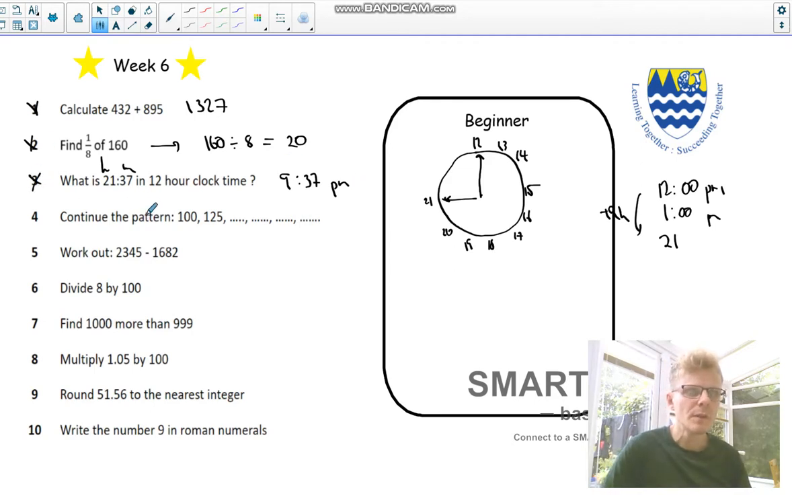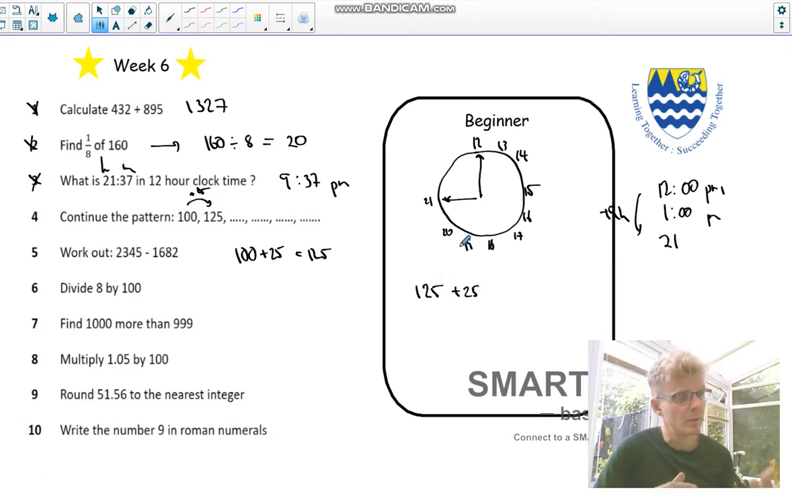Okay, so for question 4, continue the pattern. Let's just figure out first what's going on. So if I move from 100 to 125, I've added on 25. Okay, so I do 100 plus 25, that gets me to 125. So now we've got a rule for our pattern, add on 25. So our next calculation will be 125 add 25.